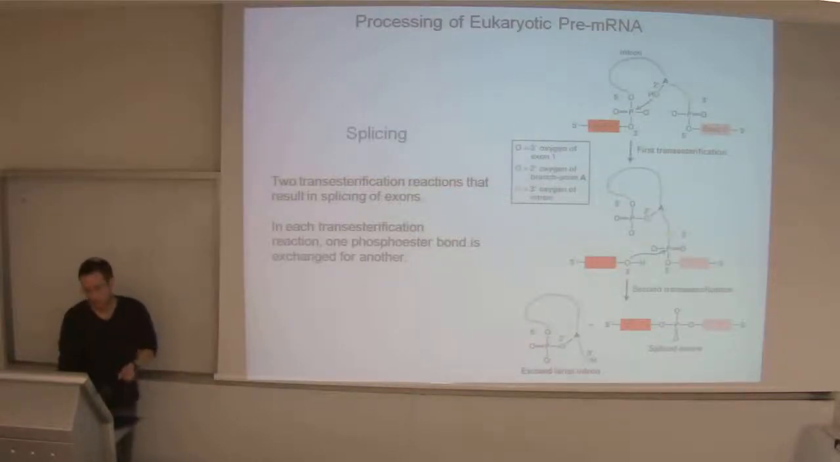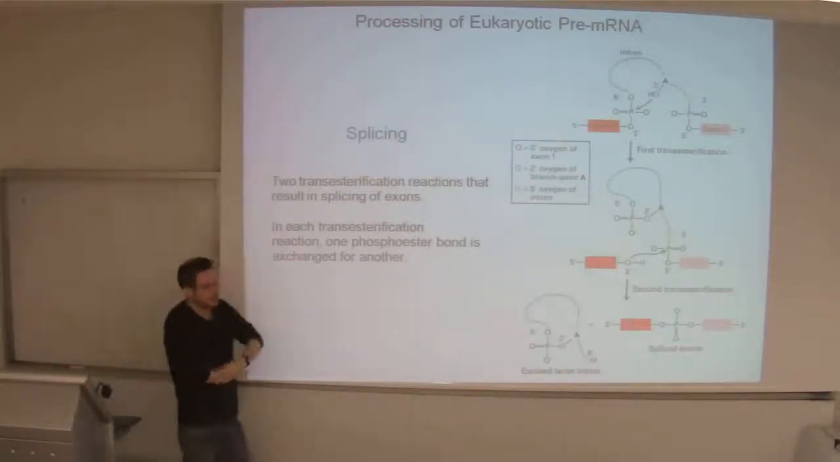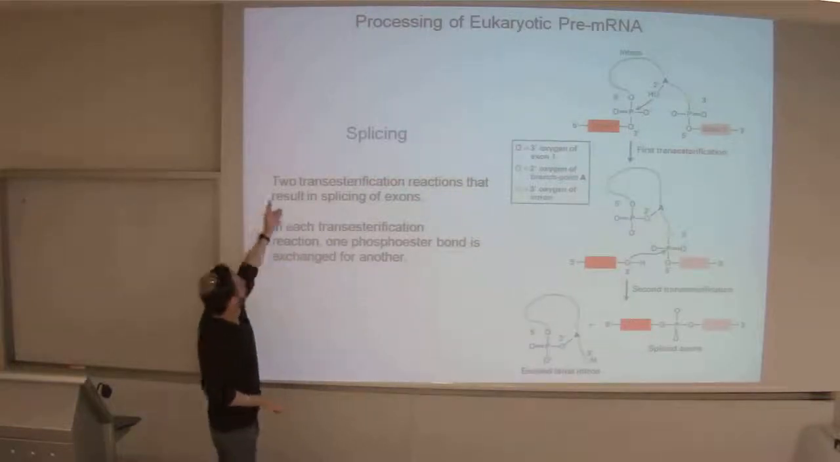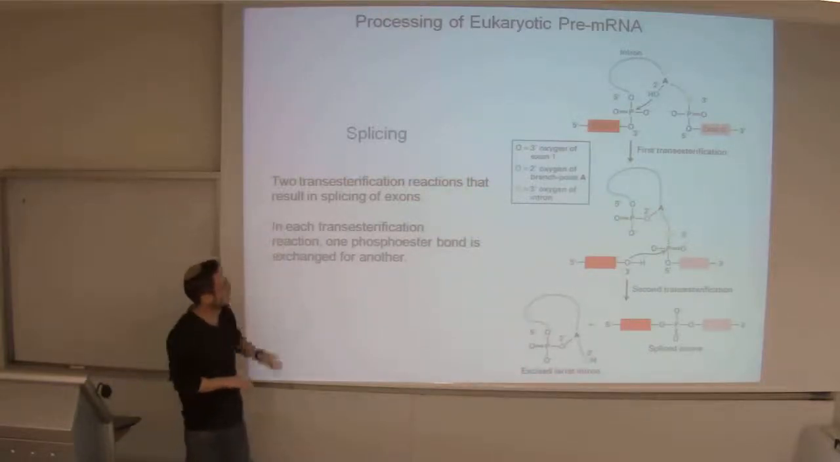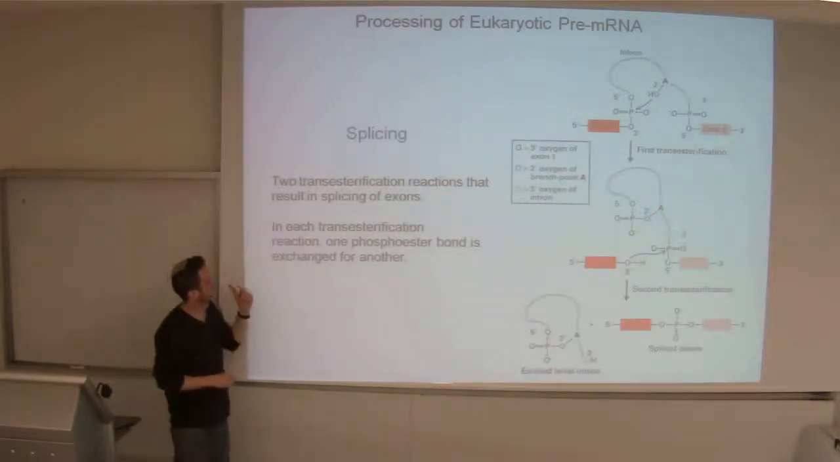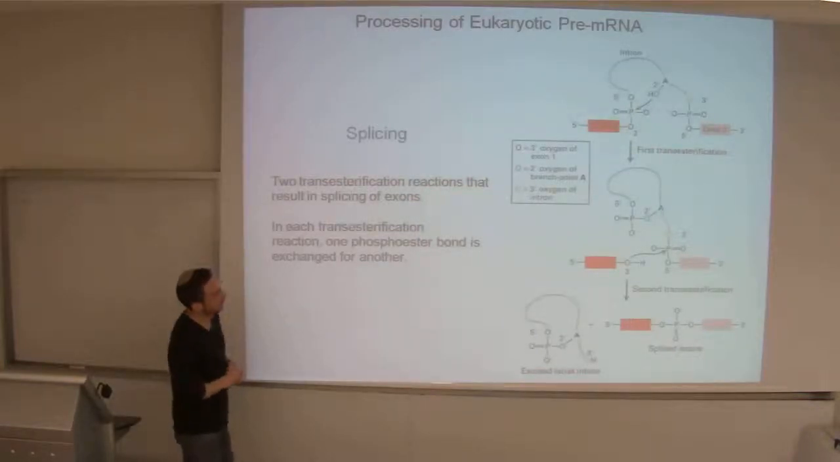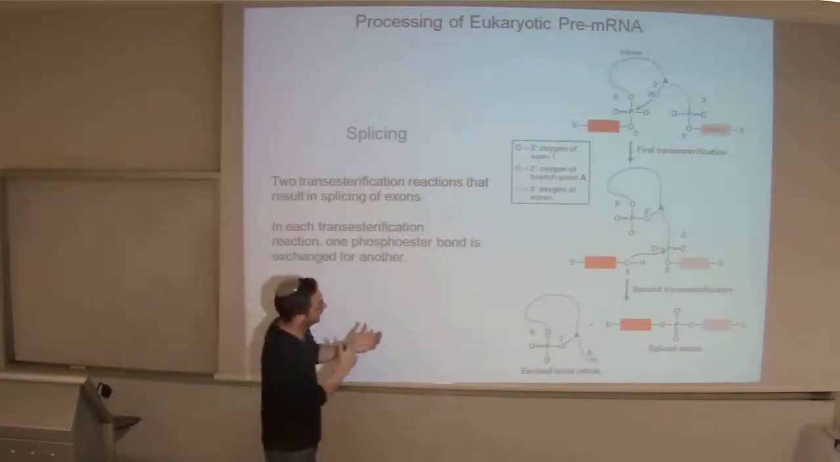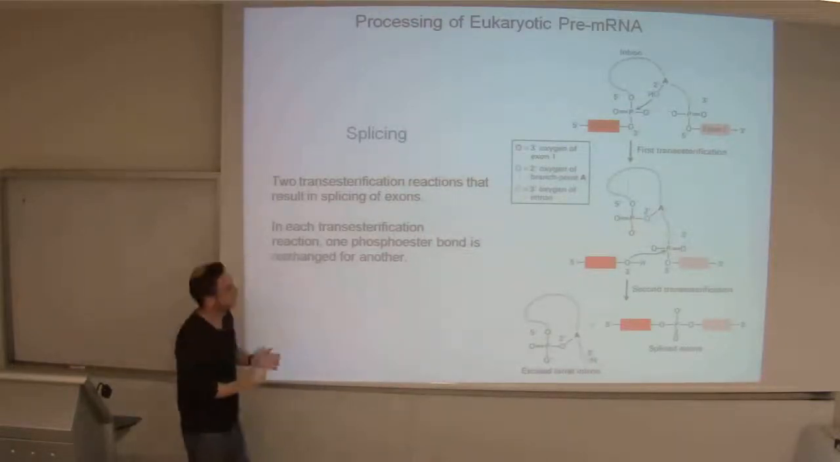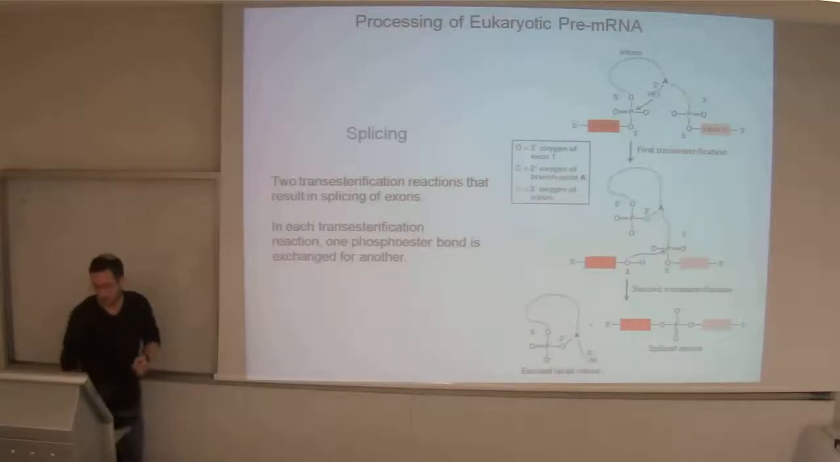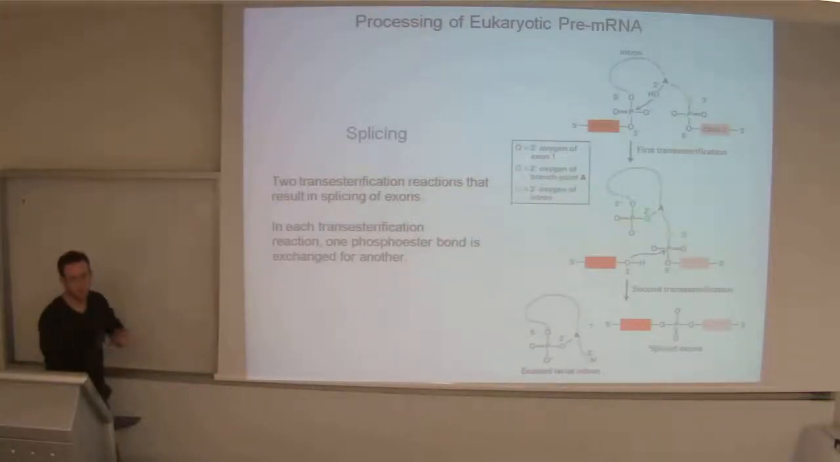Now about the reaction itself. The splicing reaction is a series of two transesterification reactions, and the result is a splicing of exons. Acetyl is a bond via an oxygen, and transesterification is when this bond is destroyed and a new one is formed. So the basic principle is two transesterification reactions.